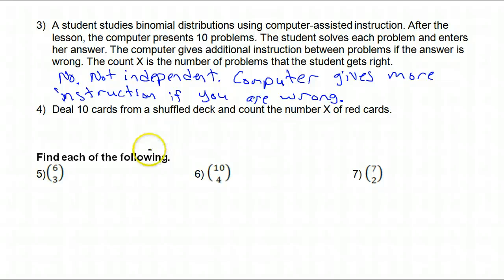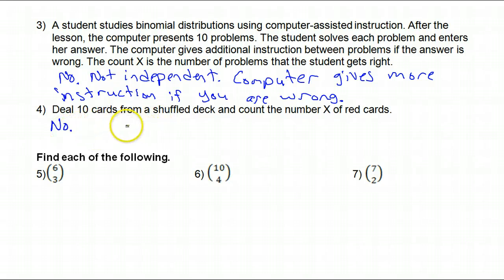Okay. What about number 4? You deal 10 cards from a shuffled deck and count the number X of red cards. All right, this one is a little tricky, but this is no. This is not a binomial situation.